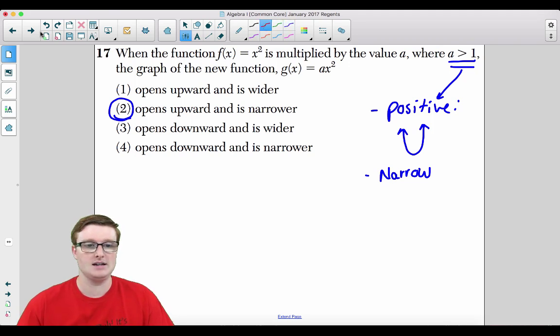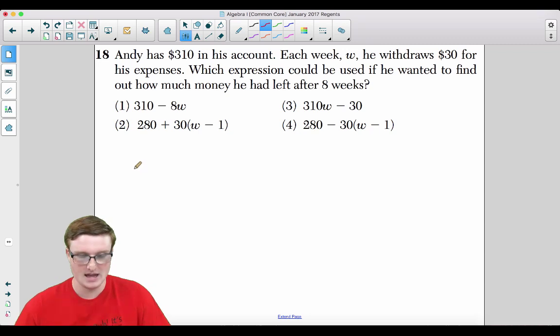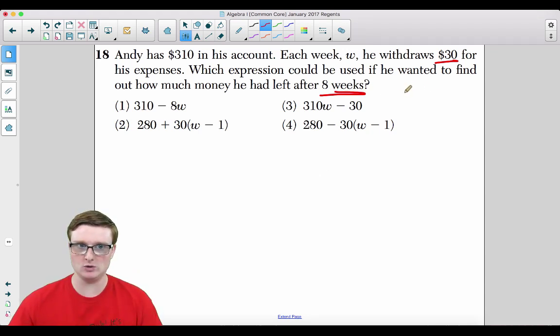All right, number 18. Andy has $310 in his account. Each week, he withdraws $30 for his expenses. Which expression could be used if he wanted to find how much money he had left after 8 weeks? Okay, the first thing that I want to do is I want to think about logically for a second.